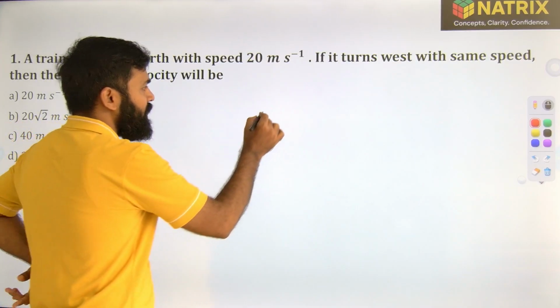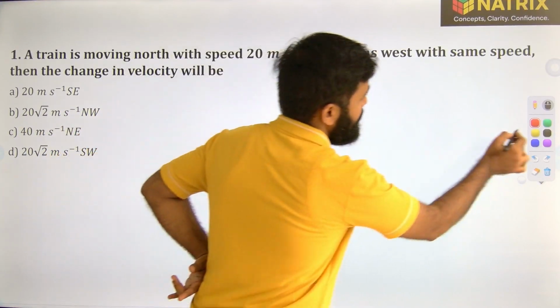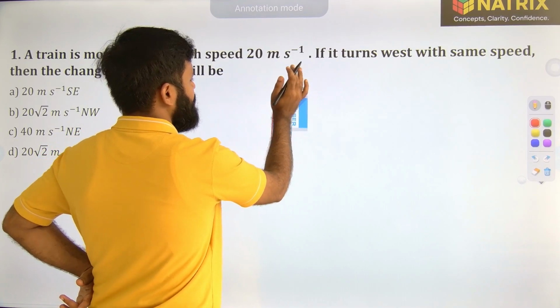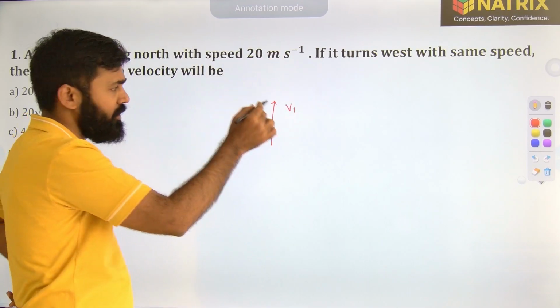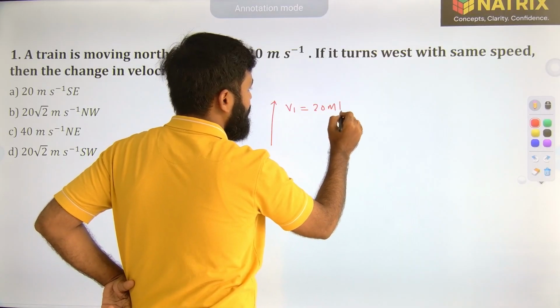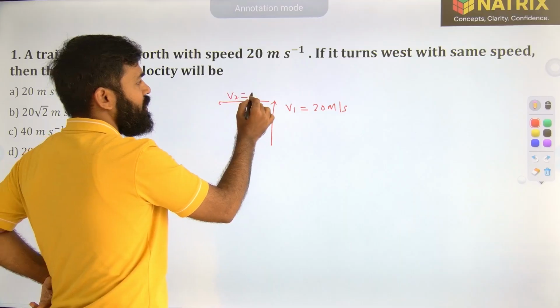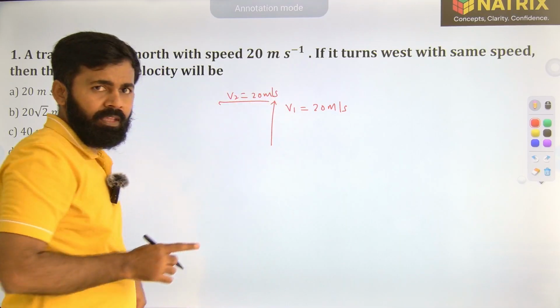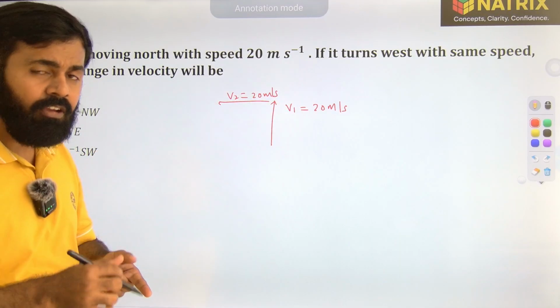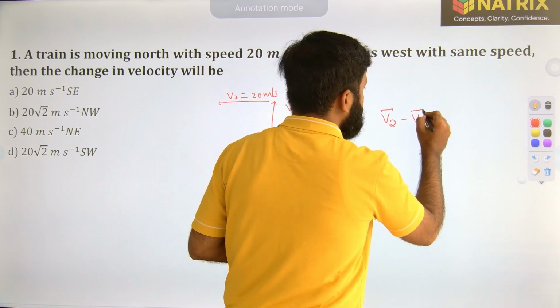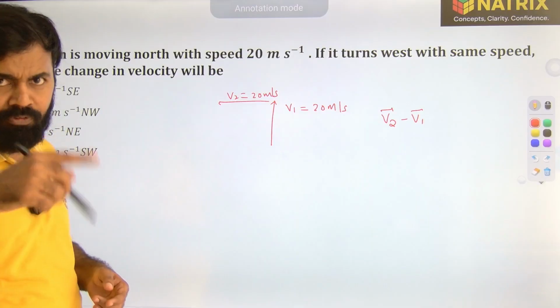See, let's do one thing. Let us take this velocity as V1. It is moving towards north, which is 20 meters per second. And then it is moving towards west. I'll take this as V2, which is 20 meters per second again. What is change in velocity? Final velocity minus initial velocity. So I should be finding V2 minus V1.